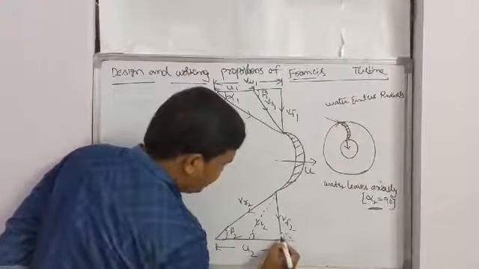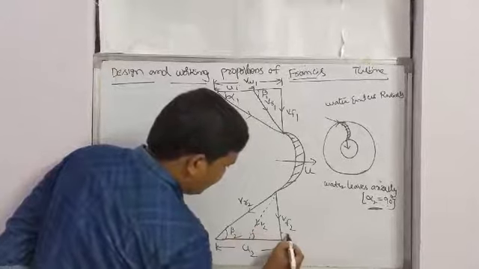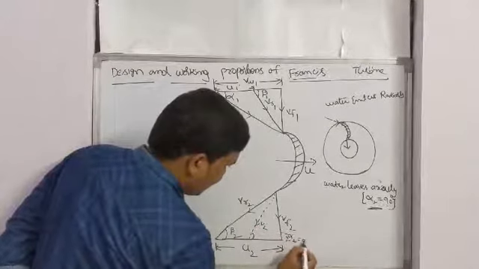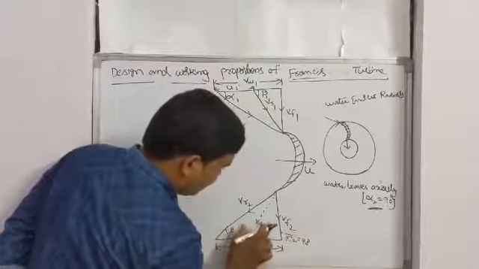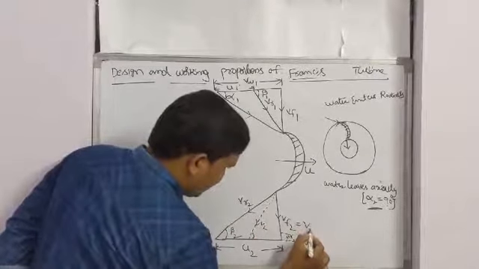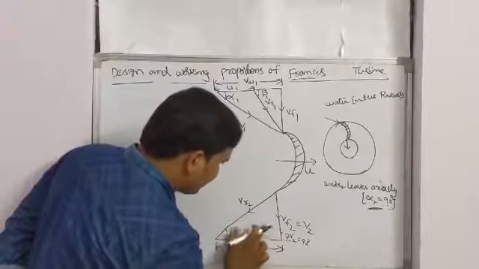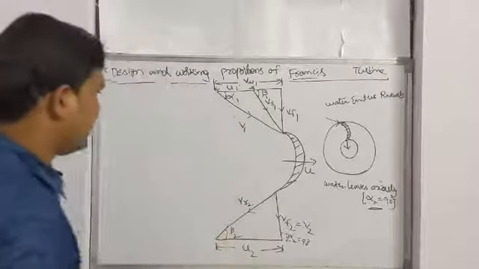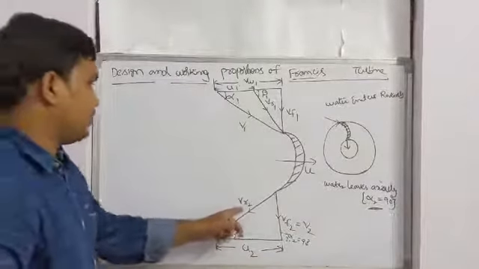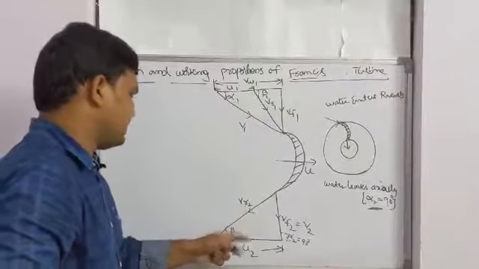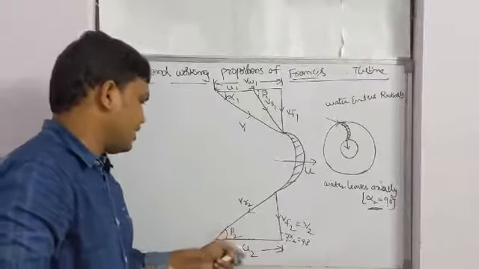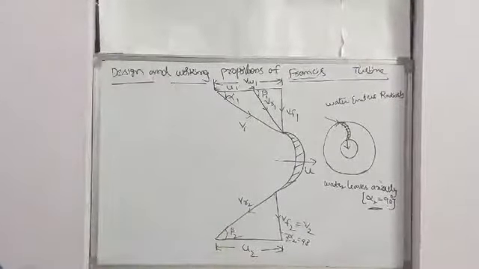Whenever the water leaves axially, alpha 2 is 90 degrees. Then V2 is measured as Vf2, so there is no VW2 component. So this is a Francis turbine velocity triangle. As well as VR2, the relative velocity at exit, this is the blade outlet angle beta 2 and the blade outlet velocity U2.